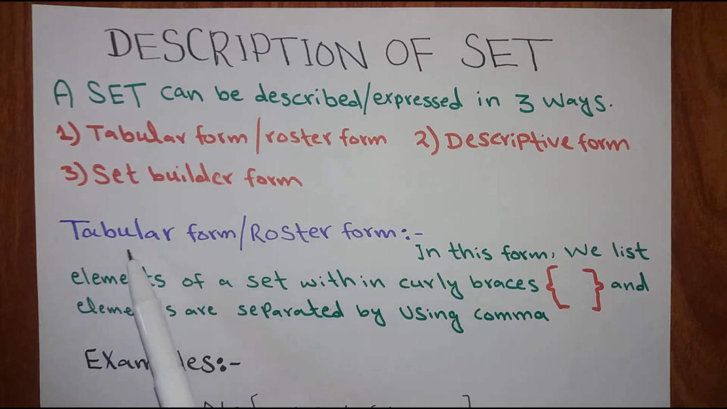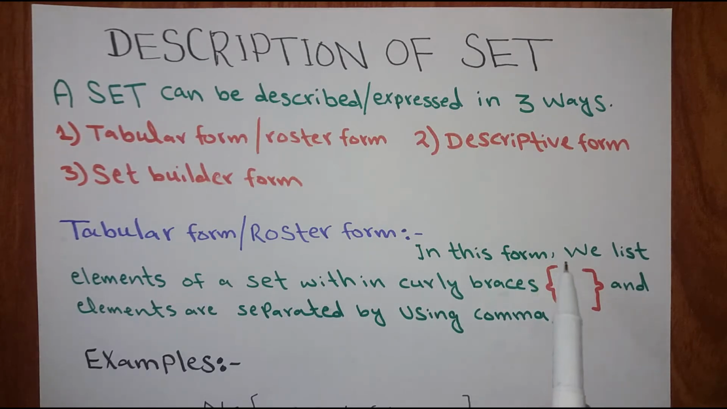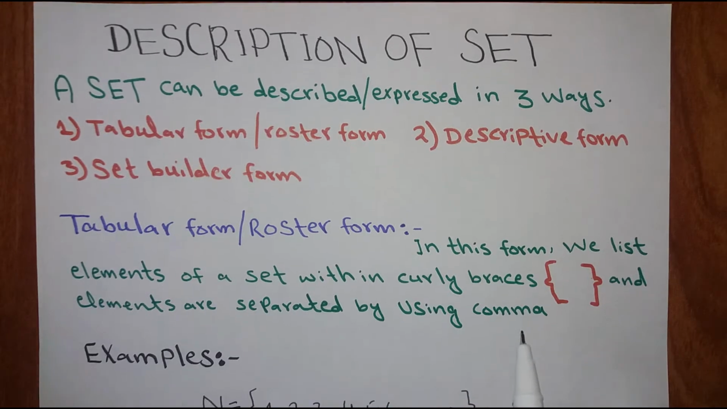So first of all, we will study tabular form or roster form. As the name suggests, tabular means consisting of a table. We make a list of elements or tabulate the elements to represent a set. Roster also means list. So here is the definition. In this form, we list elements of a set within curly braces. These braces are curly braces, and elements are separated by using commas.